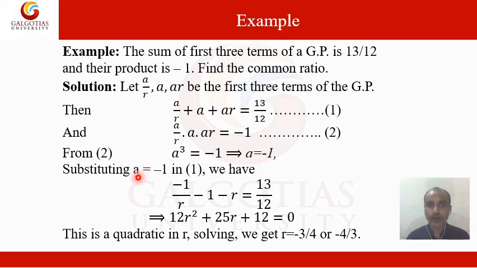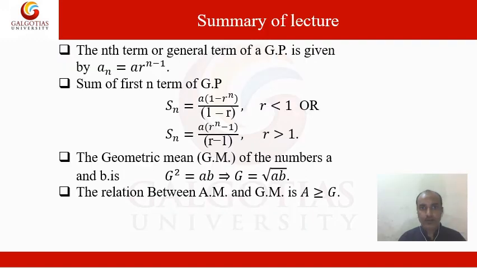Now substituting the value of a in equation 1, we have -1/r - 1 - r = 13/12, and simplifying this, we get a quadratic equation in terms of r. Solving this quadratic equation by methods like the Sridharacharya formula or splitting the middle term, we get two values of r. One is -3/4 and the other is -4/3.